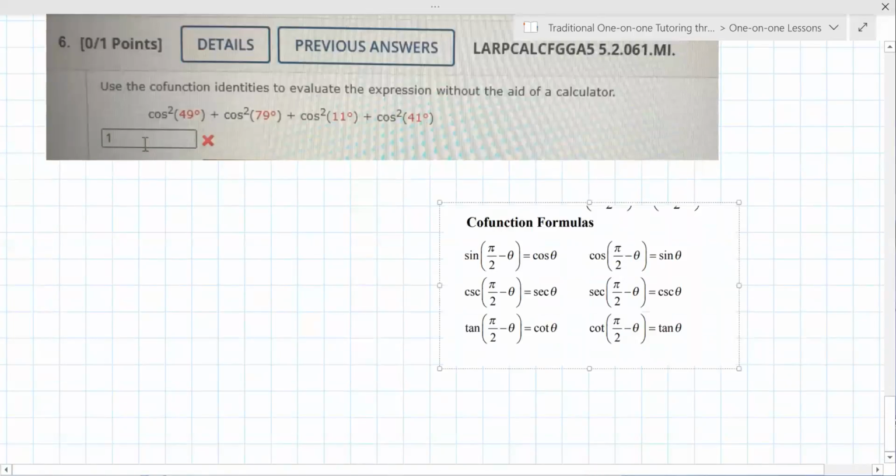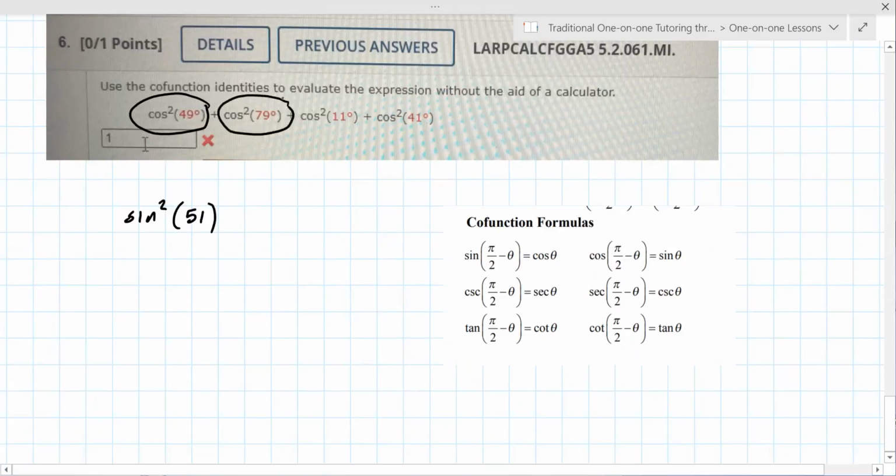Okay. So instead of pi over 2, you can use 90. So for example, this first one could be sine squared of 51. Like we could use that. The second one could be sine squared of 11. Is it clear how I'm getting that? Yeah. Okay. Now off to the side here, sine squared x plus cosine squared x, what does this equal? Equals 1. And it doesn't matter what x is. Okay. So why is that important here?